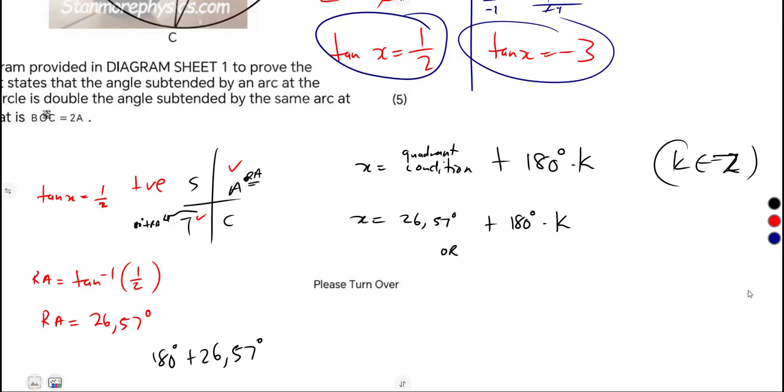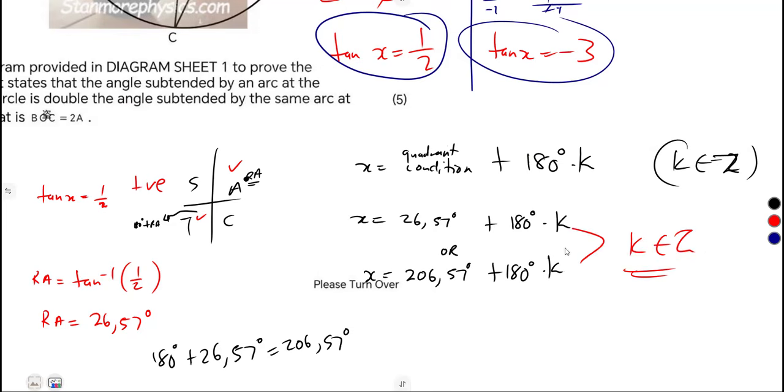We're supposed to add the two. 180 degrees plus 26,57, which was going to give us 206. So that's x is equal to 206,57. So it's going to be 206,57 plus 180 degrees times k. So this is the condition where k is part of your integers. So that is for tan of x, which is a positive value, where tan is positive in the first and in the third quadrant.